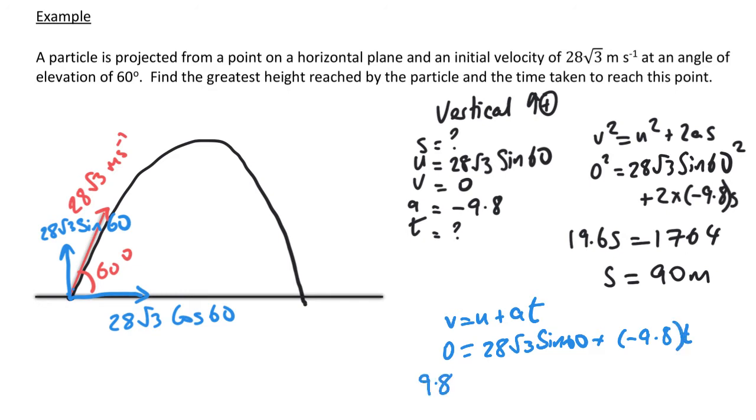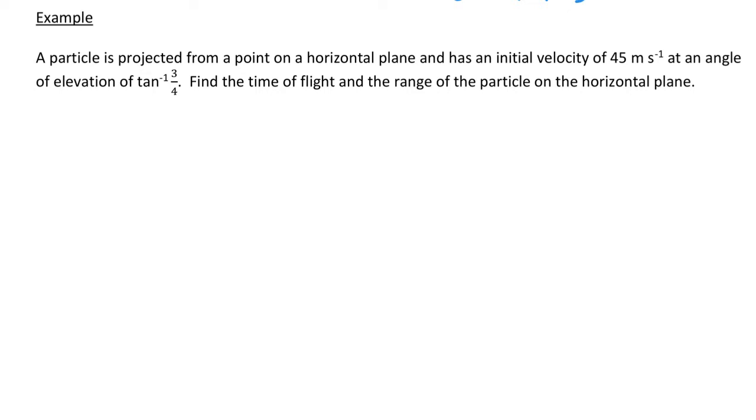So 9.8t equals 42. So t then is going to be 4 2/7 seconds. Next example then, a particle is projected from a point on a horizontal plane and has an initial velocity of 45 meters per second at an angle of elevation of the inverse tan of 3/4. Find the time of the flight and the range of the particle on the horizontal plane. Now, range is just the horizontal distance travelled.